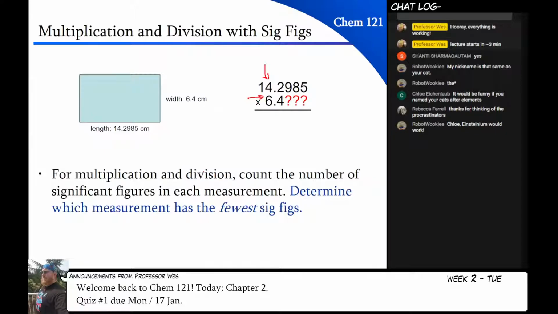The first value, 14.2985, has how many sig figs? Very good. You should have said 6. Or maybe you were going to type 6, but I'm like 20 seconds in the future, so this is 6 sig figs. What about the bottom one? And it has 2. Good. So we'll just put that on the screen.